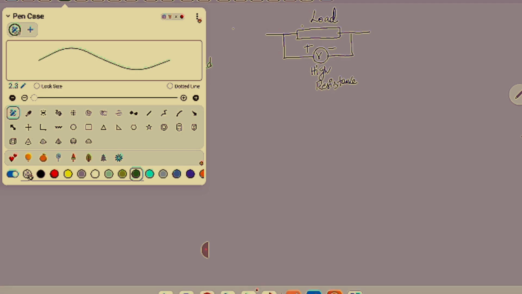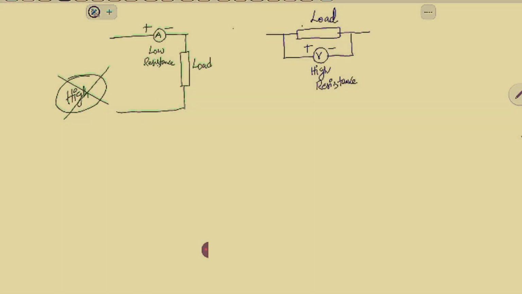Similarly, the case with the voltmeter: if we design the voltmeter with low resistance. Actually, the voltmeter is connected in parallel to the load in order to find the potential difference across its ends. Now, if the voltmeter resistance is lower, the current always chooses a low resistance path. So the maximum amount of current will flow through the voltmeter but not through the load. So we cannot measure the potential difference across the load properly because it is disturbing the circuit operation. Hence, we design the voltmeter with high resistance.